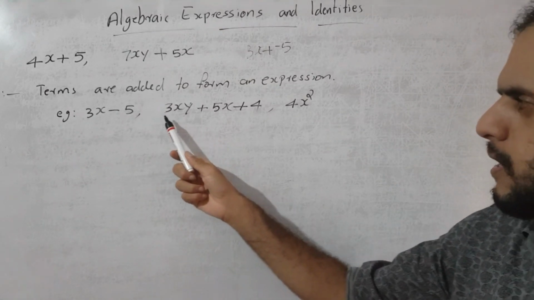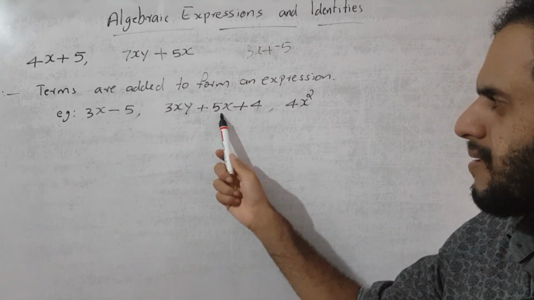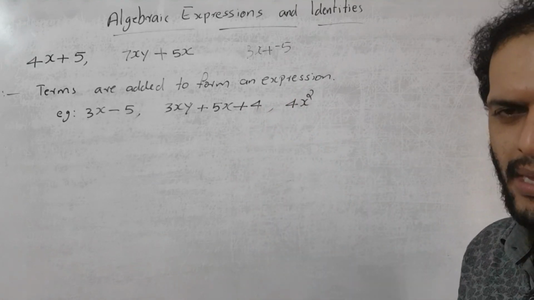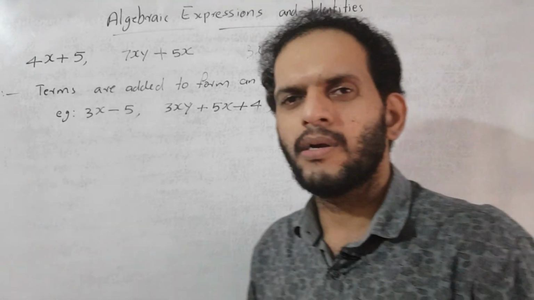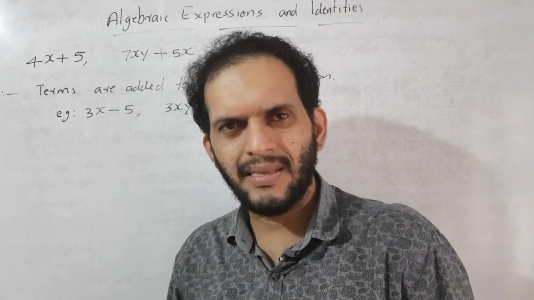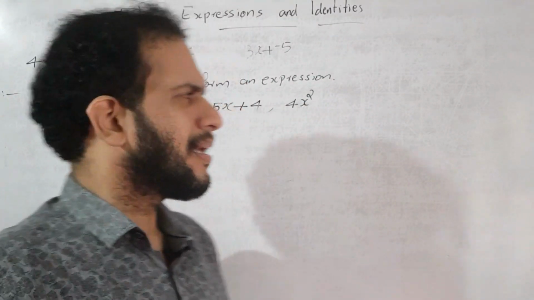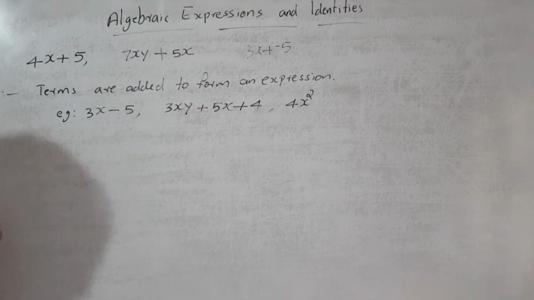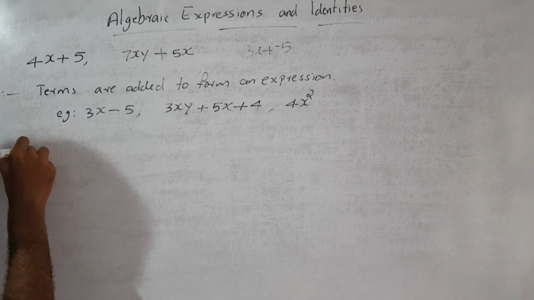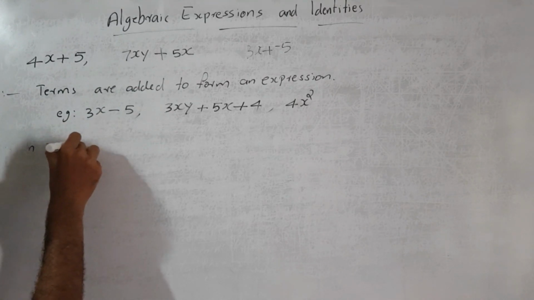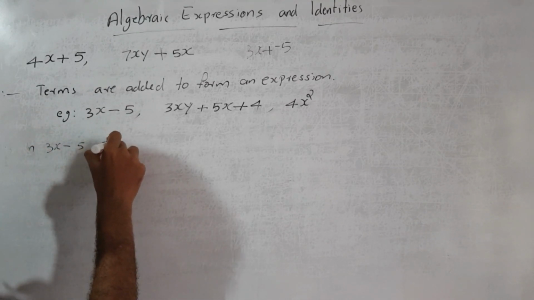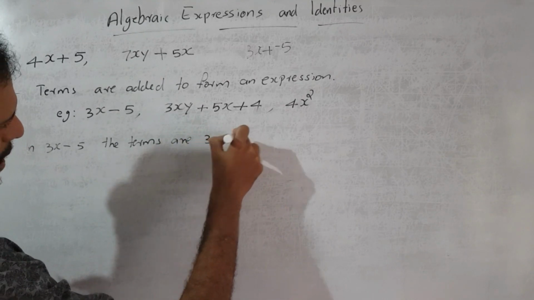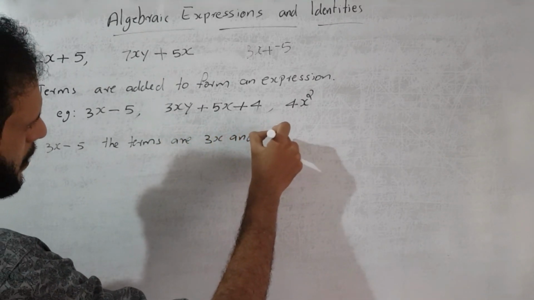In the second example, 3xy is the first term, 5x is the second term, and 4 is the third term. Here there is only one term: 4x square is the term of the last expression. So I think you got it. Then in the first expression, 3x minus 5, what are the terms? The terms are 3x and minus 5.